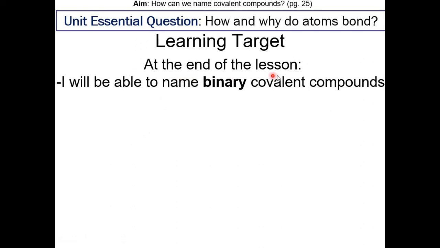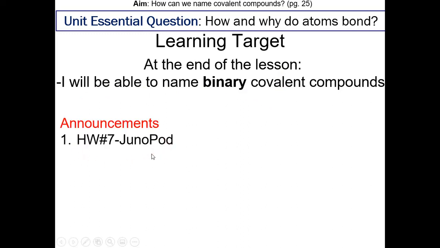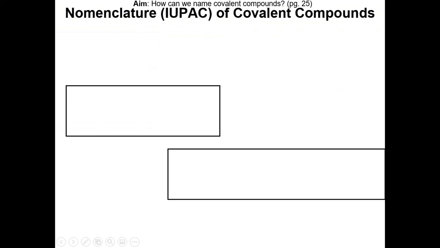Learning target. At the end of the lesson, I'll be able to name binary covalent compounds. Homework number 7 will be a Junipod based off this lesson. Let's go over the nomenclature rules for covalent compounds.